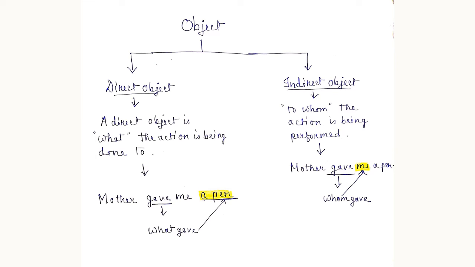What is an indirect object? It is the one to whom the action is being performed. Let us take the same example. Mother gave me a pen. Gave is the verb. To whom did she give? Me. So the answer here is me. So me is the indirect object.